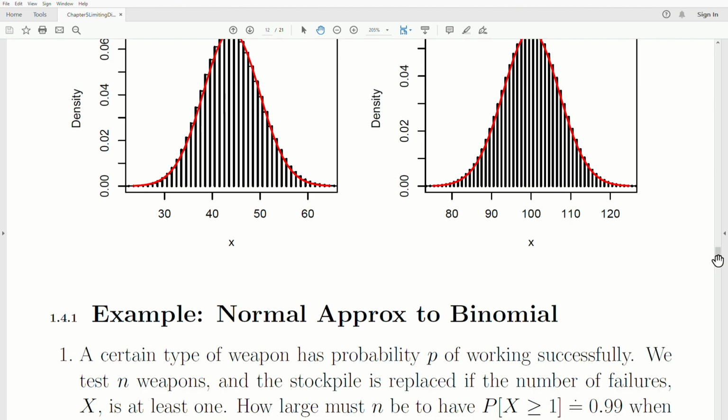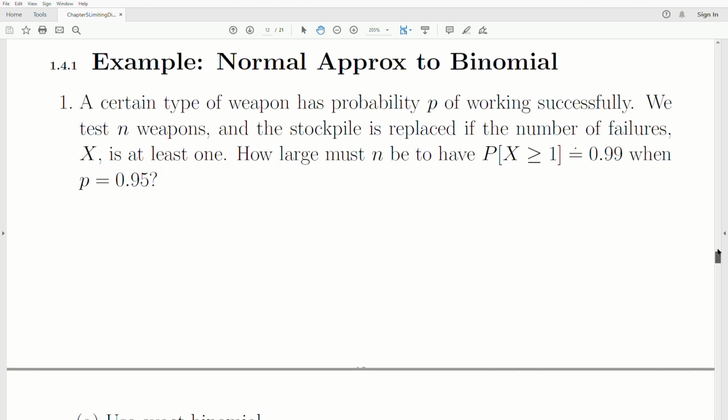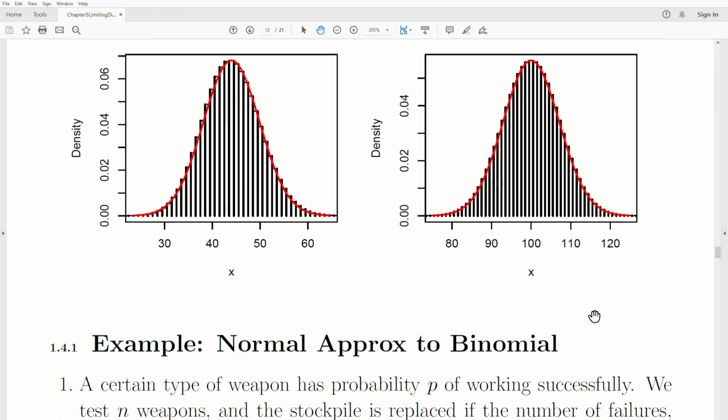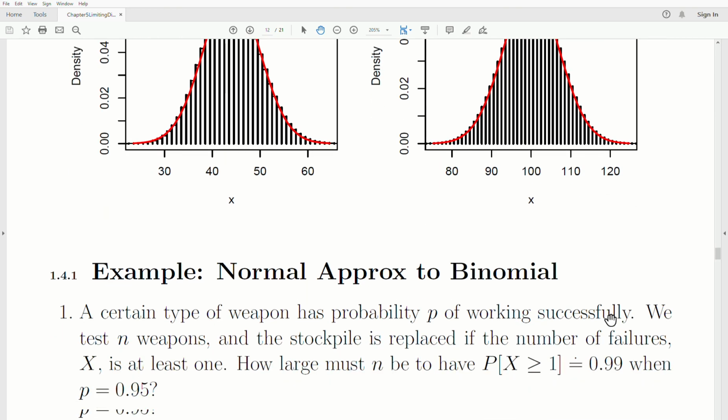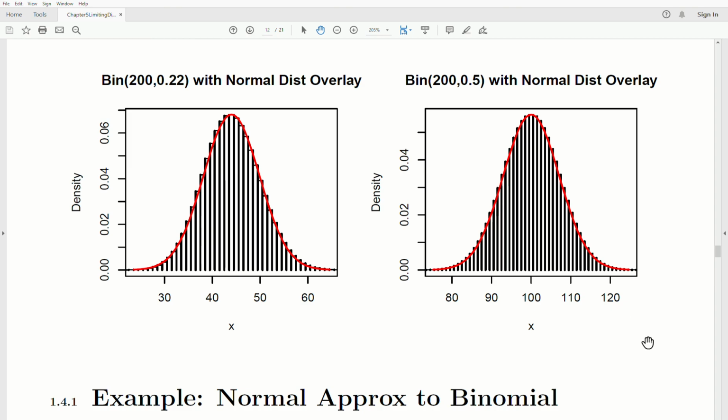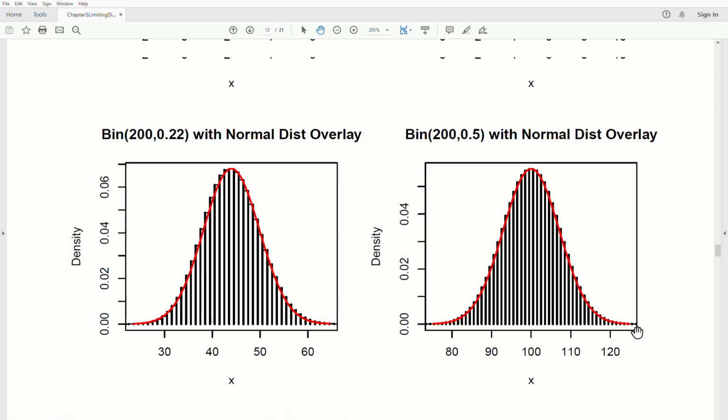Okay, and so I think that's the end of page 12, and I was going to try to do 3 pages each video. So the next video we will start off with the example of a normal approximation to a binomial.